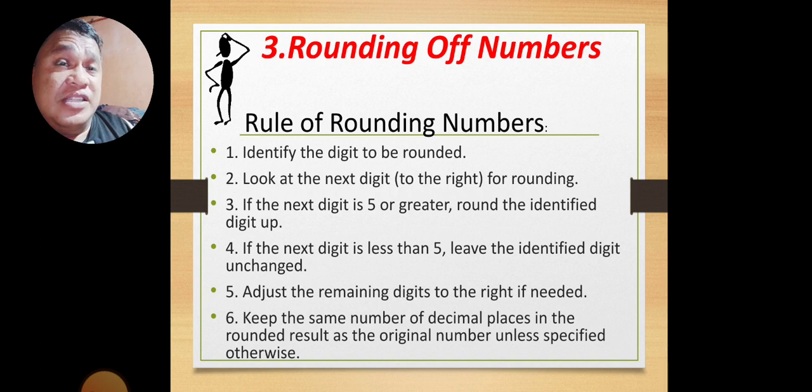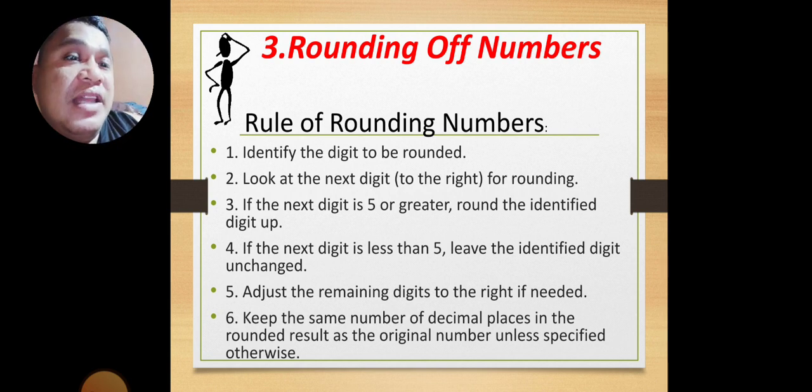First, identify the digit to be rounded. Second, look at the next digit to the right. If the digit is 5 or greater than 5, round the identified digit up. Meaning, if the number to be dropped is 5 or greater, you have to add 1 to the digit before it to round up.